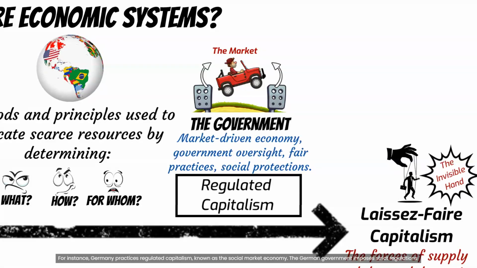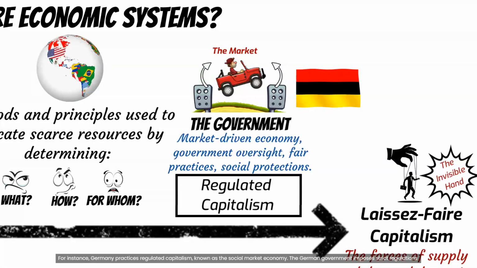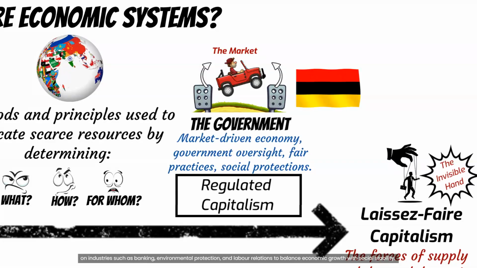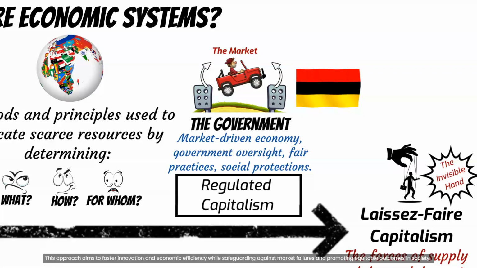For instance, Germany practices regulated capitalism, known as the social market economy. The German government imposes strict regulations on industries such as banking, environmental protection, and labor relations to balance economic growth with social stability. This approach aims to foster innovation and economic efficiency while safeguarding against market failures and promoting equitable outcomes in society.